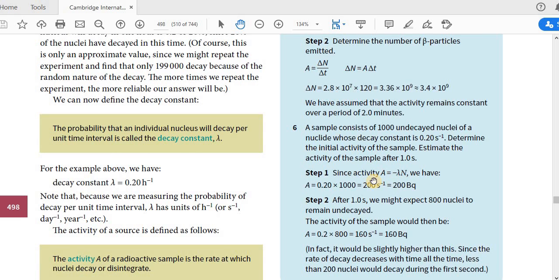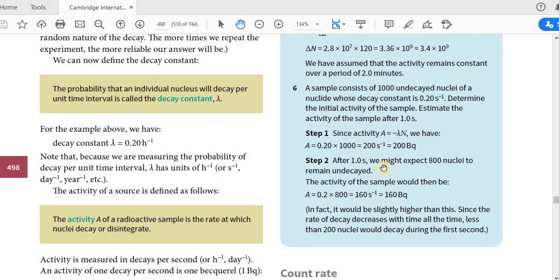Okay, then we have this. Now we are also given the decay constant, and there is only one equation you have learned that has the decay constant. Therefore this is the only equation we will have to use. So substitute, and you will get the answer 200 becquerel activity, where N is 1000, that is the initial activity. Then estimate the activity of the sample after 1 second.